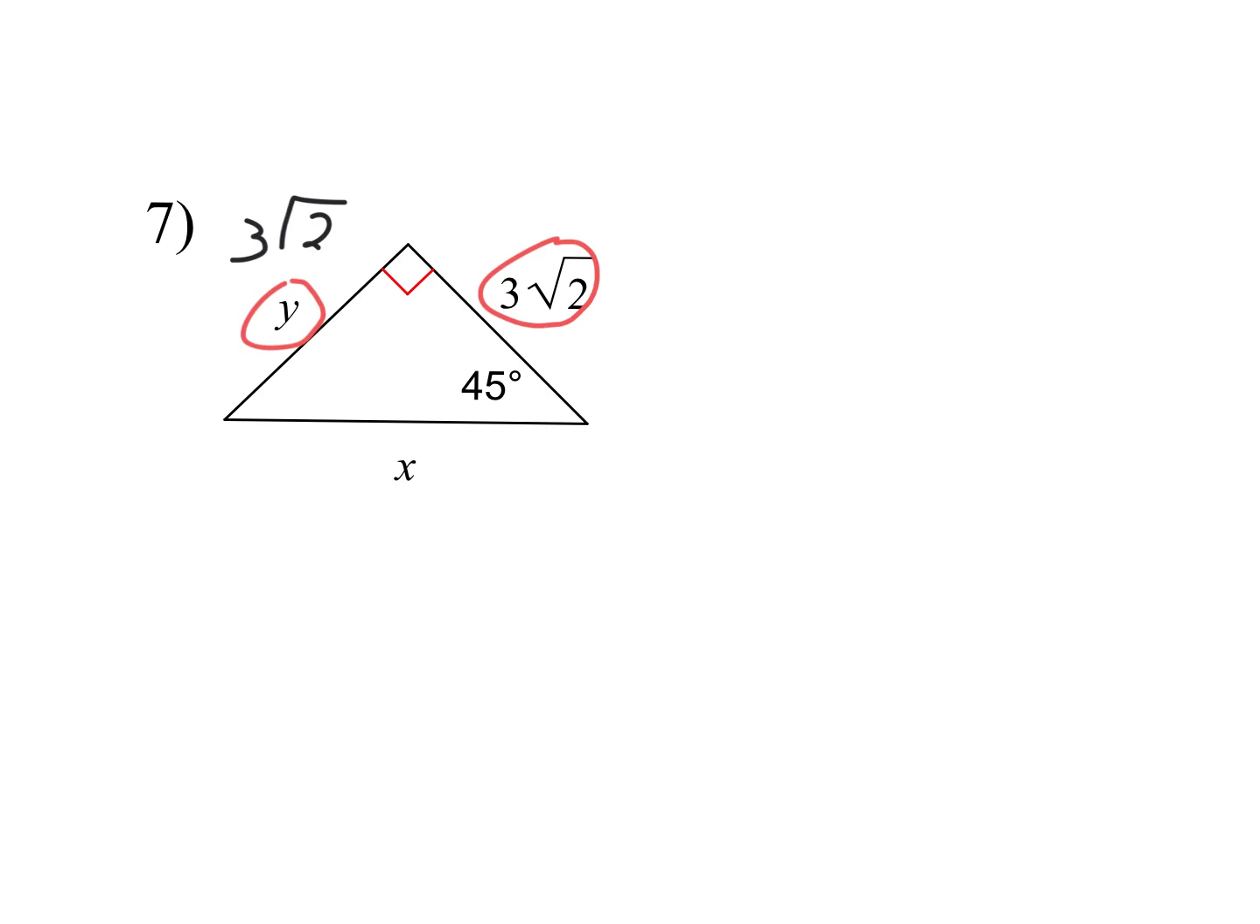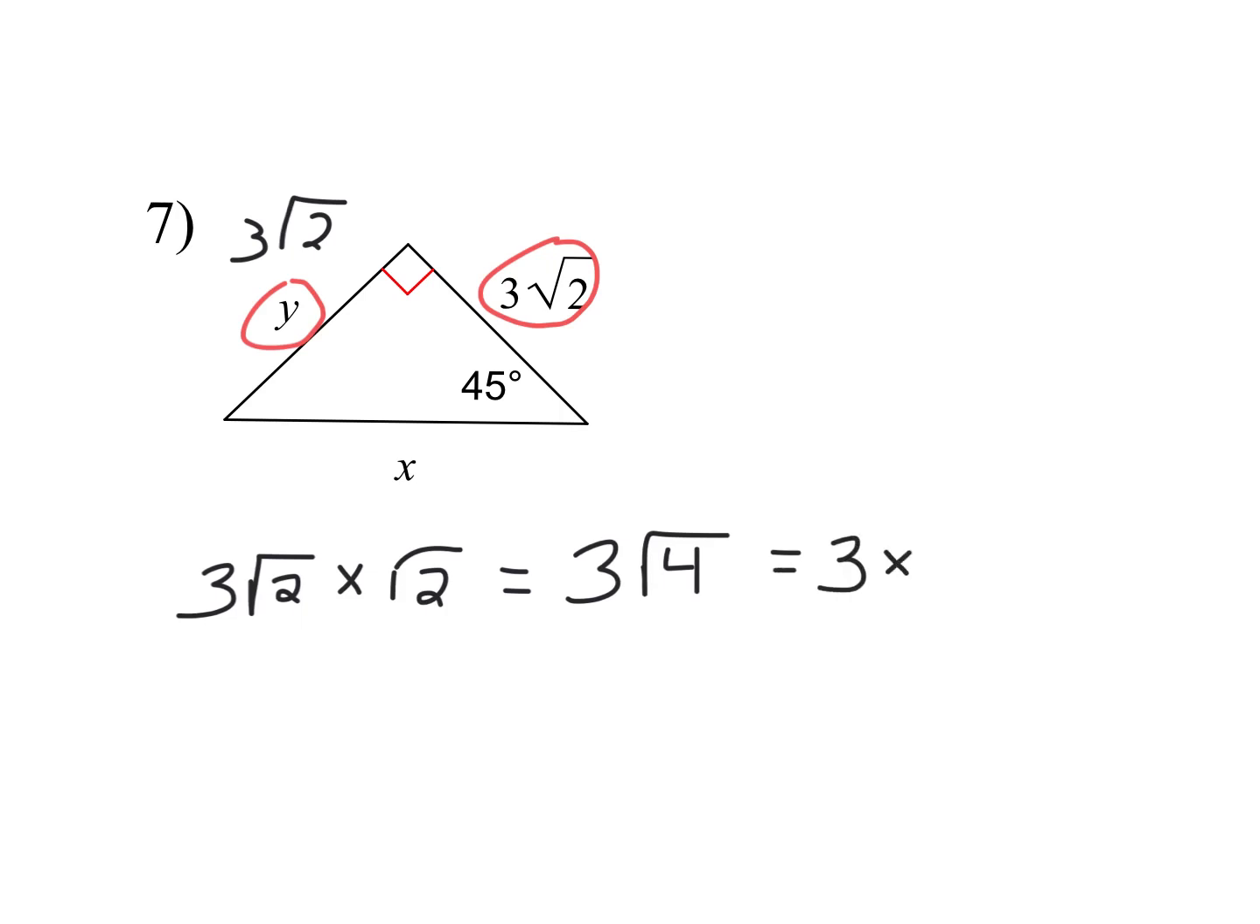How do I get from the leg to the hypotenuse? Multiply by square root of 2. So I have 3 square root of 2 times the square root of 2. What happens to that whole number? Nothing, it stays. What does my radical become? 4. So I have 3. What's the square root of 4? 2. And I get 6.